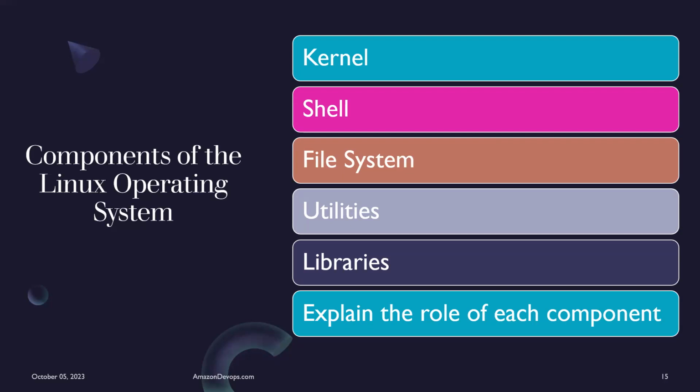So we have different components. When you see the operating system, it's not just one thing. As you can see, we have 1, 2, 3, 4, 5. Actually, it's 5. We have the kernel, the shell, the file system, utilities, and libraries.